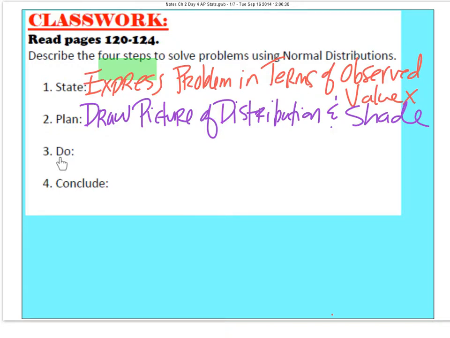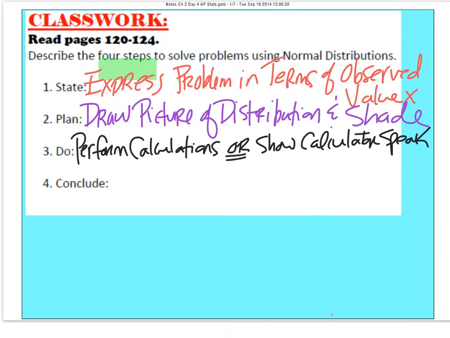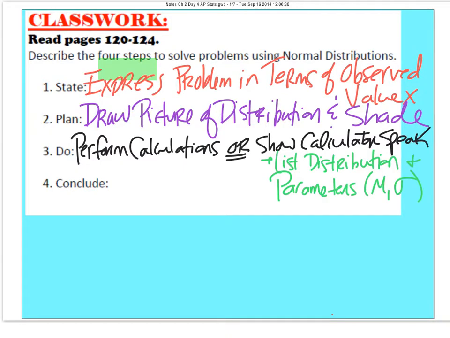Now, the do part is going to be to perform the calculations or show your calculator speak. So you could do either method here using table A or calculator speak. Be careful again, if we do the calculator speak, you must list the distribution and the parameters, which basically means, say it's a normal distribution, and you state your mean and standard deviation. And also in this do part, you do want to actually get the answer.